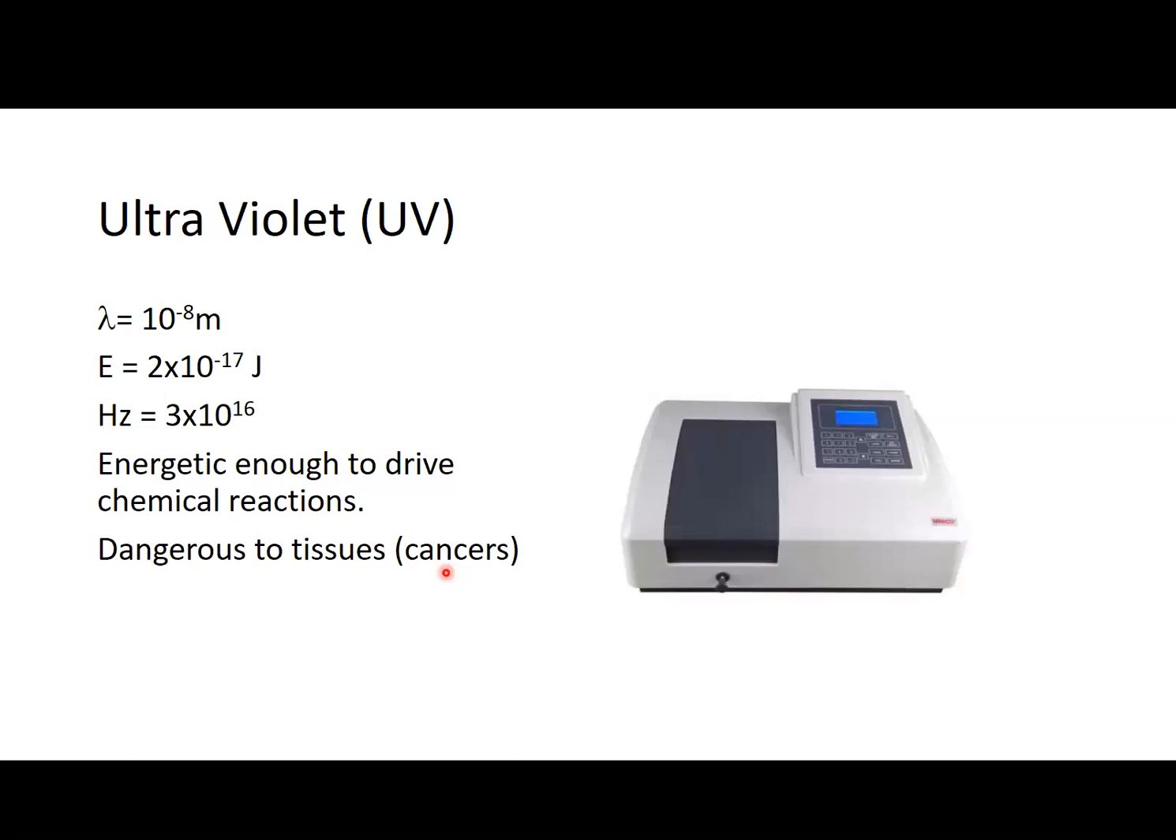Ultraviolet light, we're here where the wavelength is 100 times larger, so 10 to the minus 8 instead of 10 to the minus 10. And when I say 10 to the minus 8, that is not a single wavelength. That represents a range of wavelengths that includes 10 to the minus 10. So the energy of these ends up being 2 times 10 to the minus 17 joules. We'll get into how that's calculated later. And then the frequency is 3 times 10 to the 16. So as this number ends up getting larger, this number ends up getting smaller. And this can drive chemical reactions, and it's dangerous to tissues.